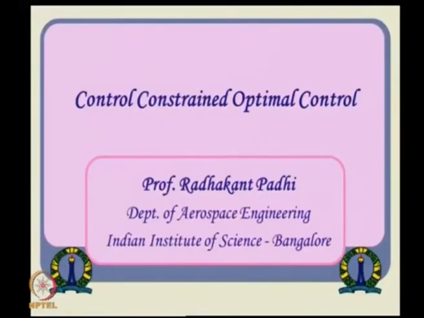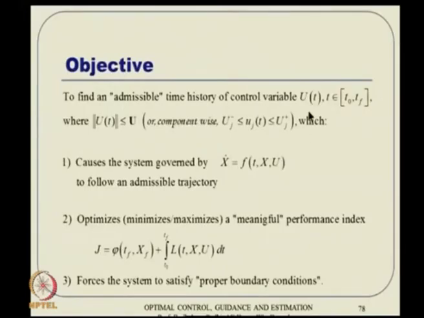Towards the end we also discussed control constrained optimal control in detail. We went back to the objective, the same as regular optimal control: to find an admissible time history of the control, so that it causes the system governed by the system dynamics to follow an admissible trajectory, optimize a cost function and satisfy the boundary conditions, but at the same time be confined to a set. That means control is not really unbounded, it is confined to allowable limits, or component wise restricted between some minimum and maximum value.